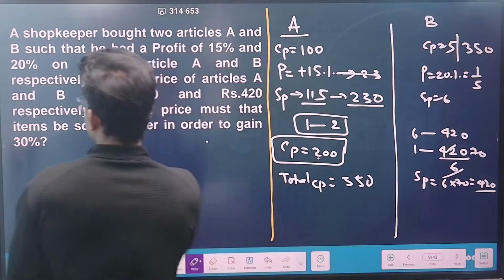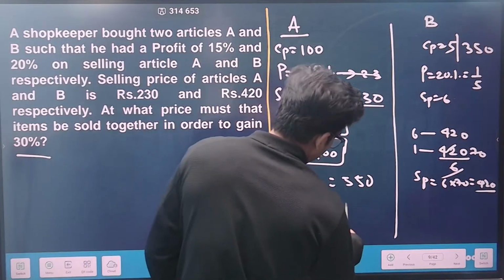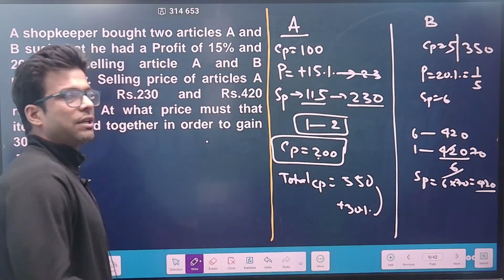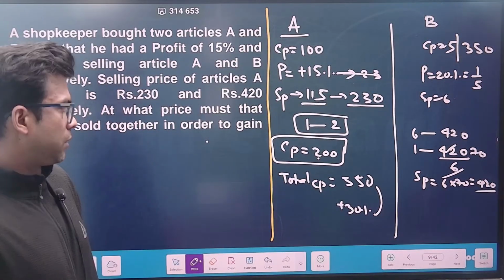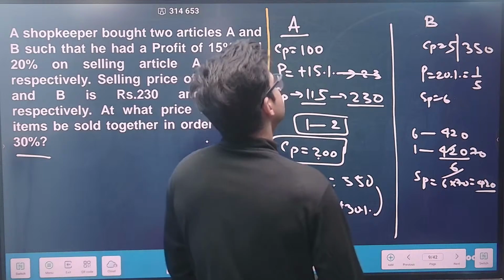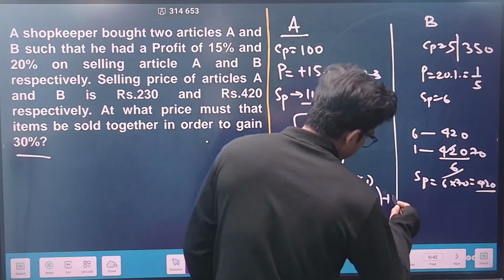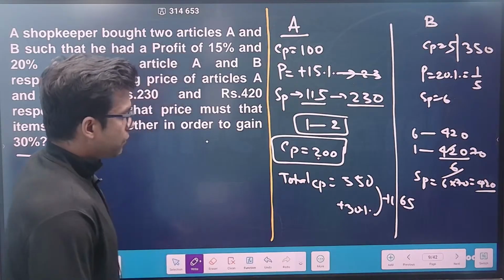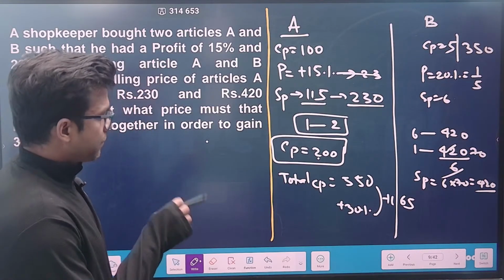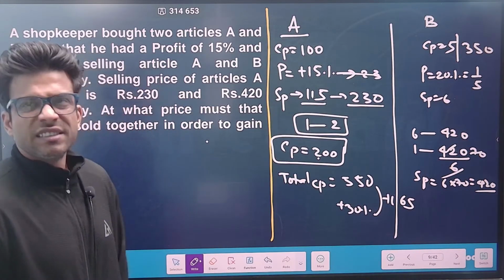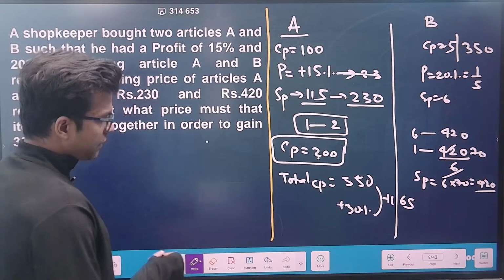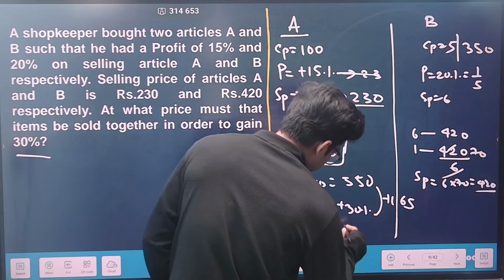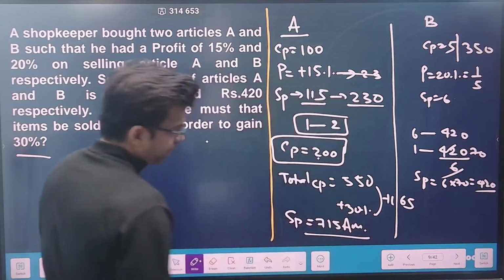And I want to make a 30% profit. 30% of 550 is how much? 165. So if I add 165, I don't have options also. 550 plus 165 is 715. So the selling price should be 715. Answer.